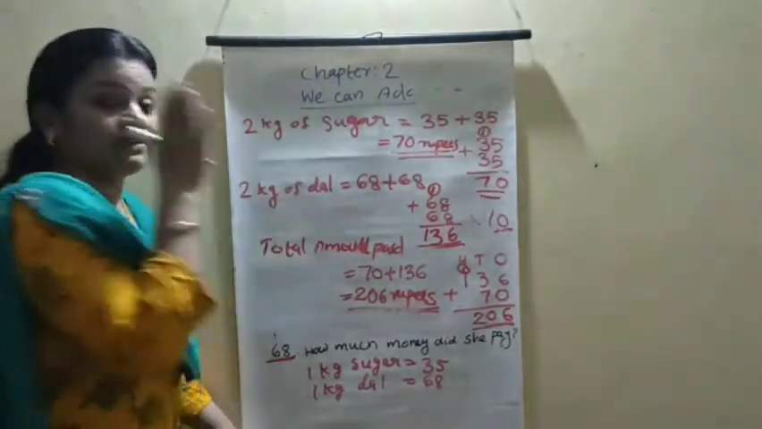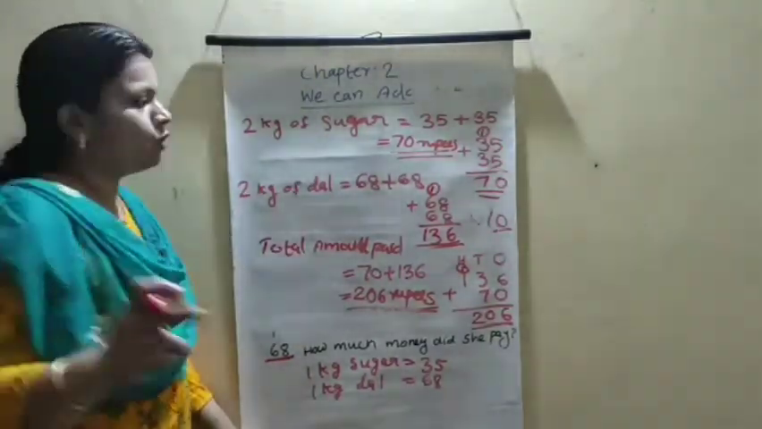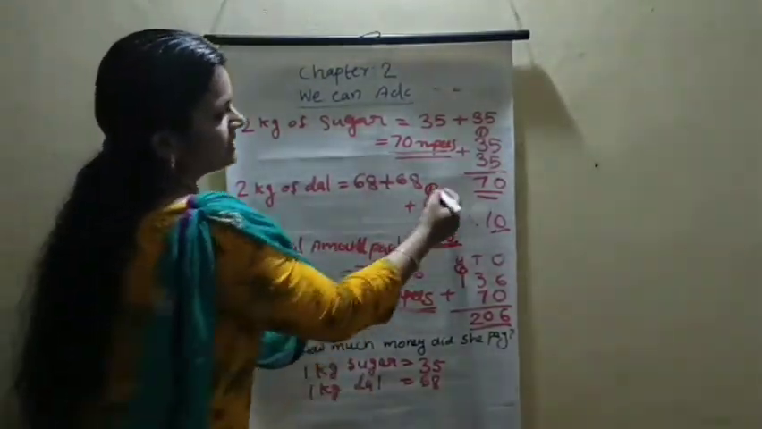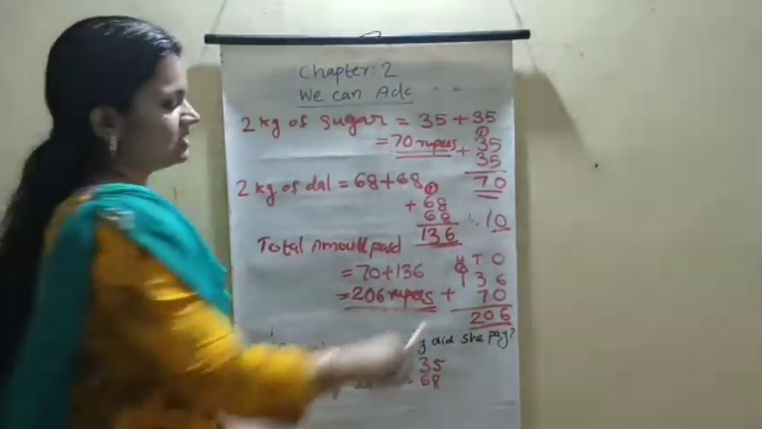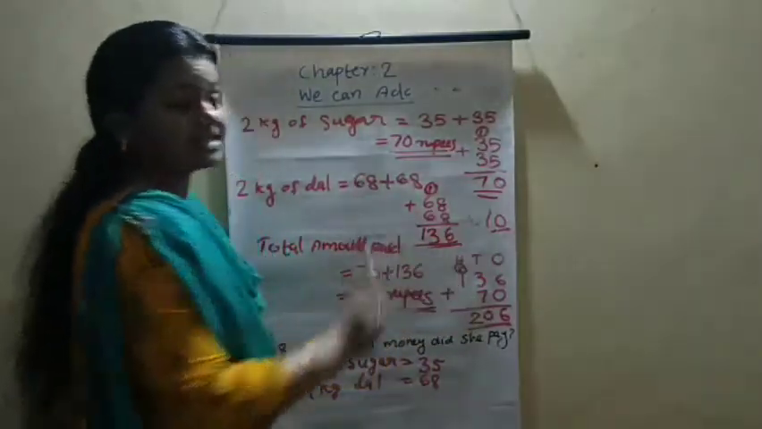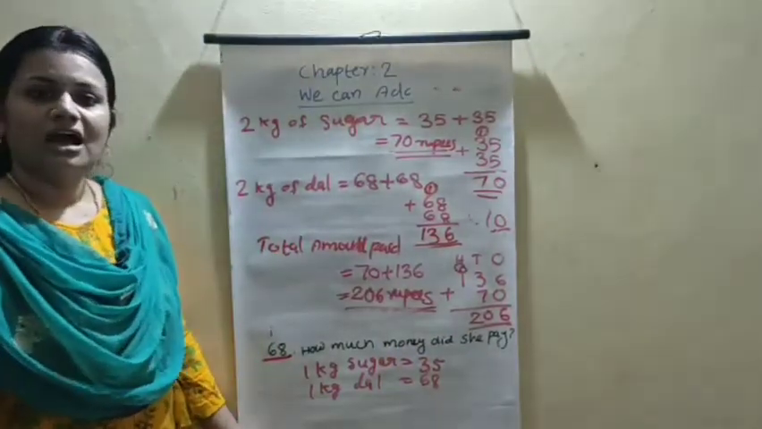In this addition, we learned one new word, carryover. This is the carryover. Understand? Then 0 is right here, 1 is the carryover. Understood all?